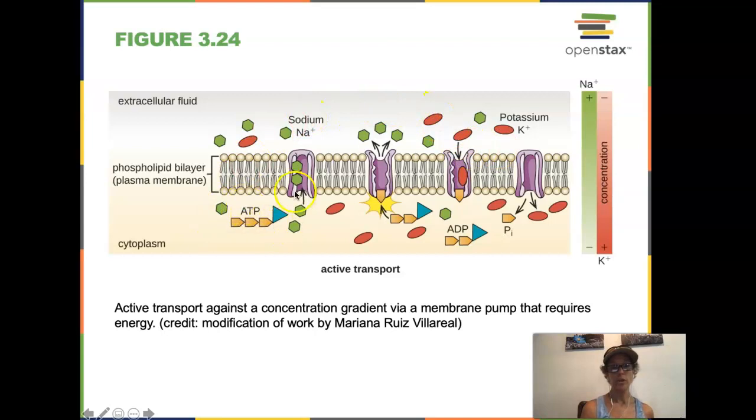So we load 3 sodium ions into the channel. The ATP energy releases them to the exterior. That opens that channel to the exterior, and 2 potassiums can bind and they get imported into the interior, maintaining a high concentration of potassium inside and a high concentration of sodium outside.